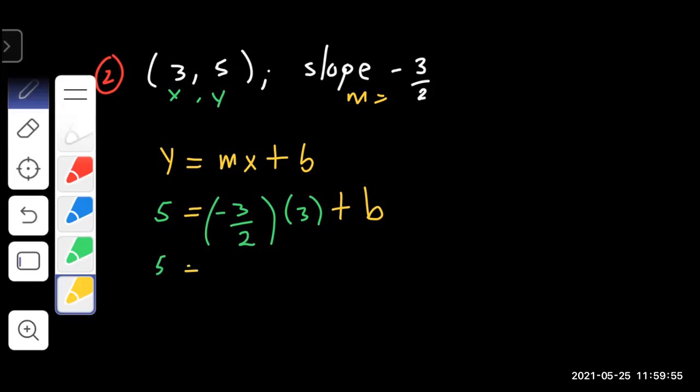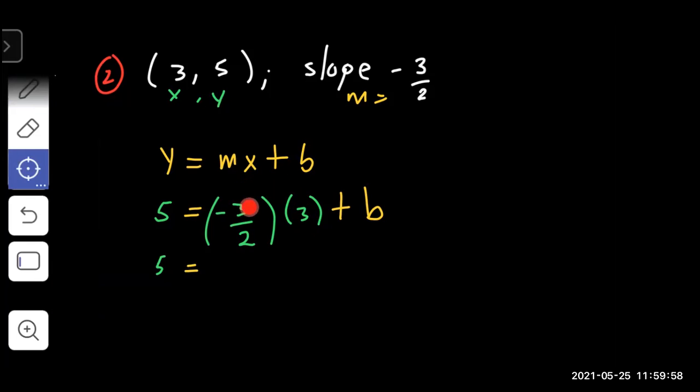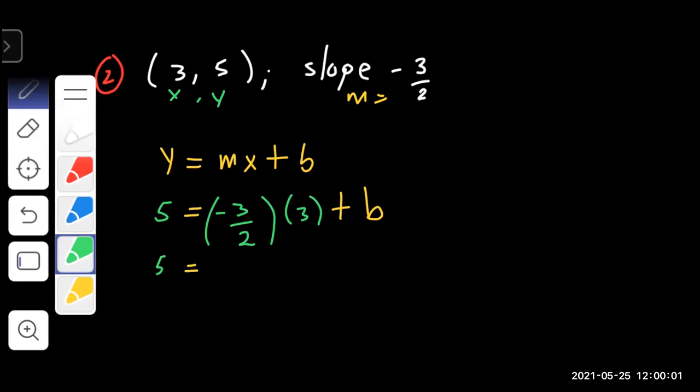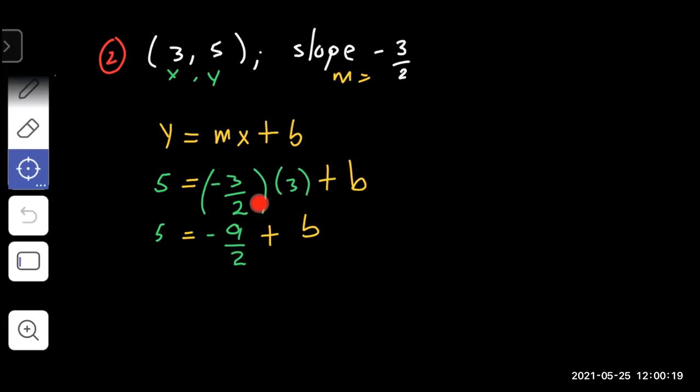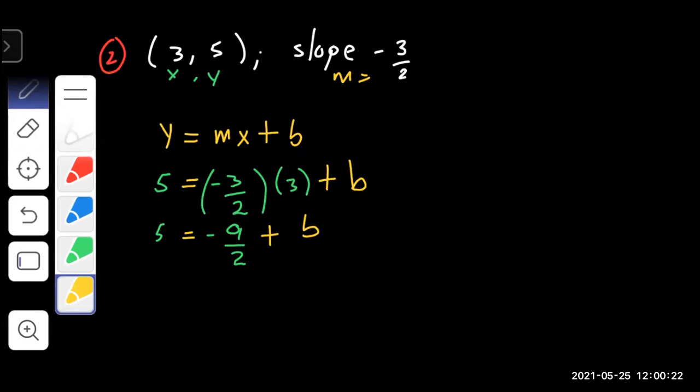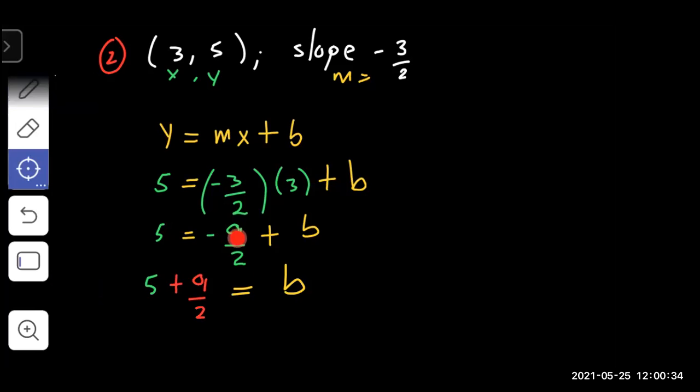5 equals, okay, we multiply 3 times 3. Negative 9, correct, negative 9 over 2, plus b. Again, you need to find b, but we need that value to be alone. So what do we do? The negative 9 over 2 we pass to the other side, and it will be positive. Positive 9 over 2 on the other side, equal to b. I just moved this term. Now b is alone, and you're going to tell me what this equals.